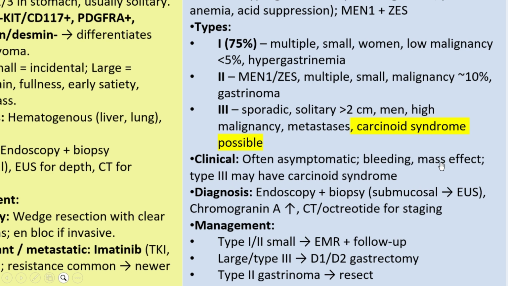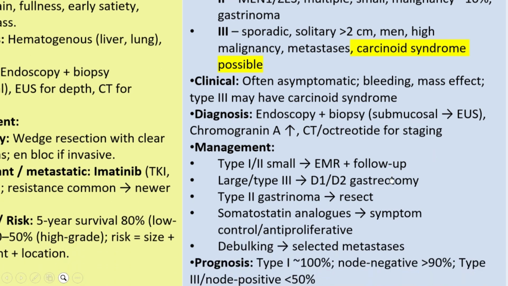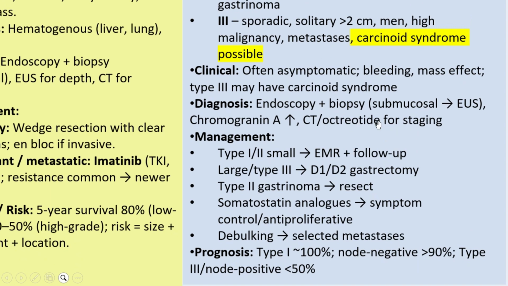Clinically, it's often asymptomatic. We may have bleeding and mass effect because of the size of the tumor. And then carcinoid syndrome is going to be common. The diagnosis is by endoscopy, and we can do a biopsy. If it is submucosal, sometimes we may need to do endoscopic ultrasound. You realize that most times when we have cancer of the stomach, we do endoscopic ultrasound to see the depth of the cancer within the wall. Then we can do a CT with octreotide for staging.